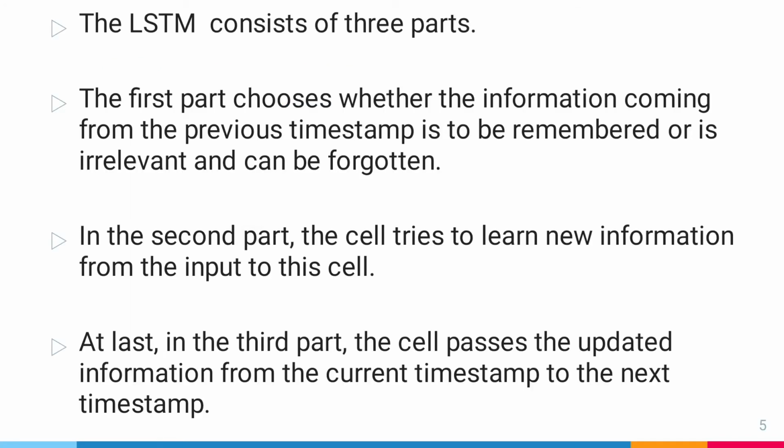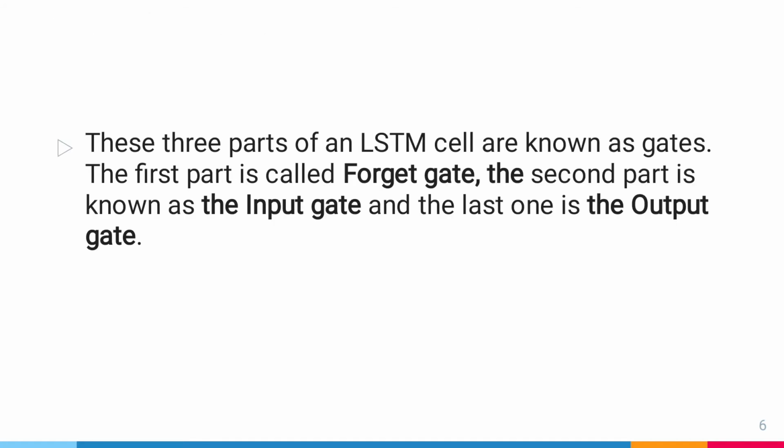That is, LSTM consists of three parts. The first part chooses whether the information coming from the previous timestamp is to be remembered or is irrelevant and can be forgotten. In the second part, the cell tries to learn new information from the input to this cell. At last, in the third part, the cell passes the updated information from the current timestamp to the next timestamp. These three parts of an LSTM cell are known as gates: the first is the forget gate, the second is the input gate, and the last one is the output gate.